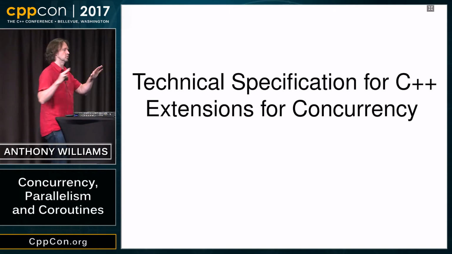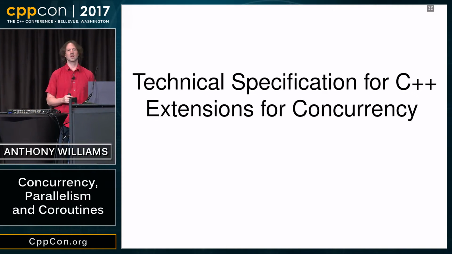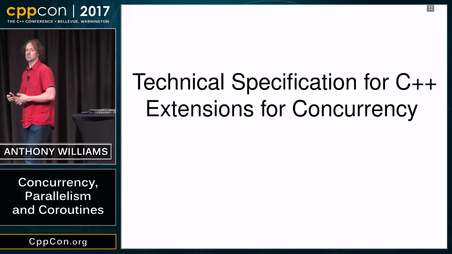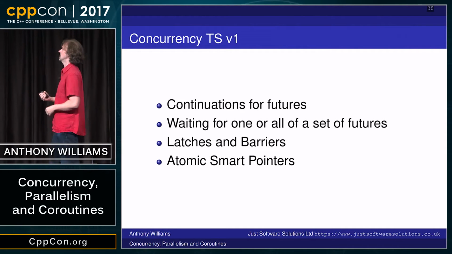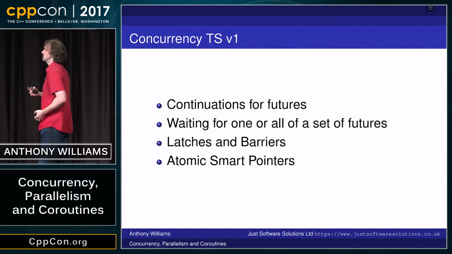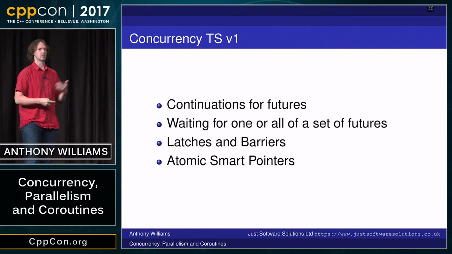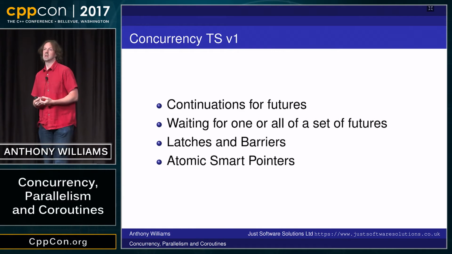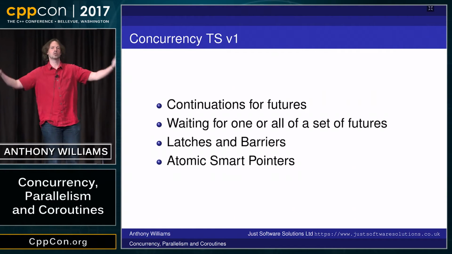Okay, so we'll just leave coroutines aside for a second, and we'll have a look at the concurrency TS, which is extensions to futures, is probably the core bit, and so that's what I'm primarily going to focus on here. There's also other things. There's also latches and barriers, which are synchronization objects for events across multiple threads, waiting for five events to happen across a load of threads.